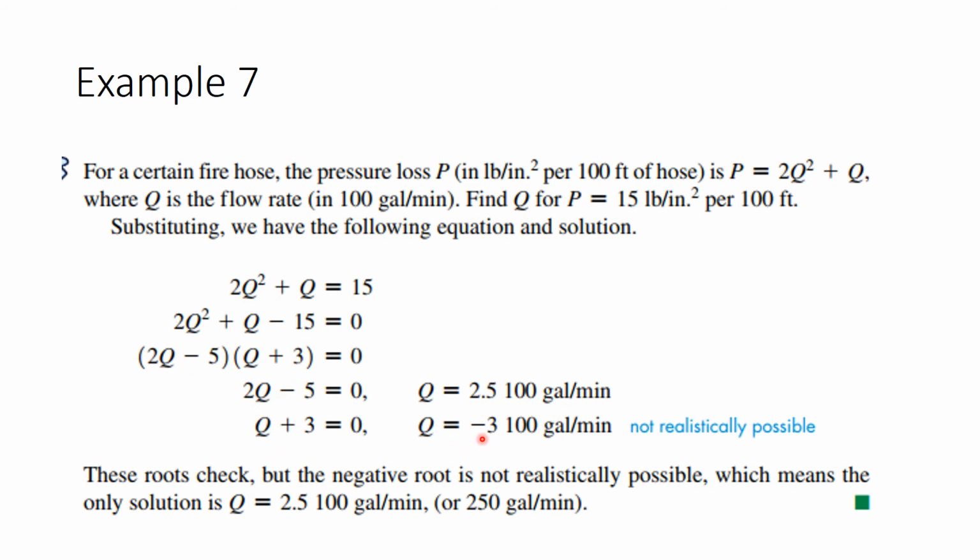Now it turns out that even though the math is good, minus 3 does not make sense for a flow rate, and so we will reject that answer as not making physical sense. So there's only one solution. It is q equals 5 halves, or 2.5. Life is a word problem, so you have to be careful with word problems.